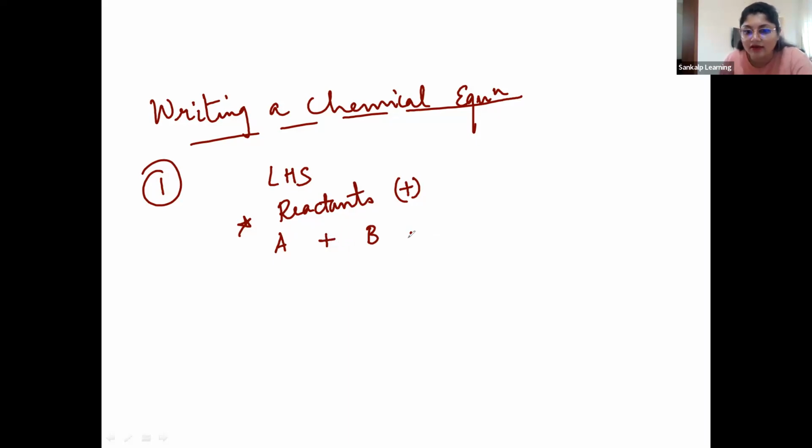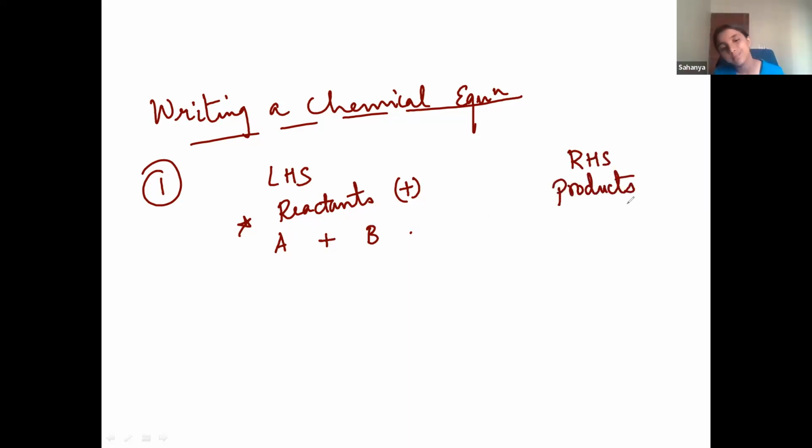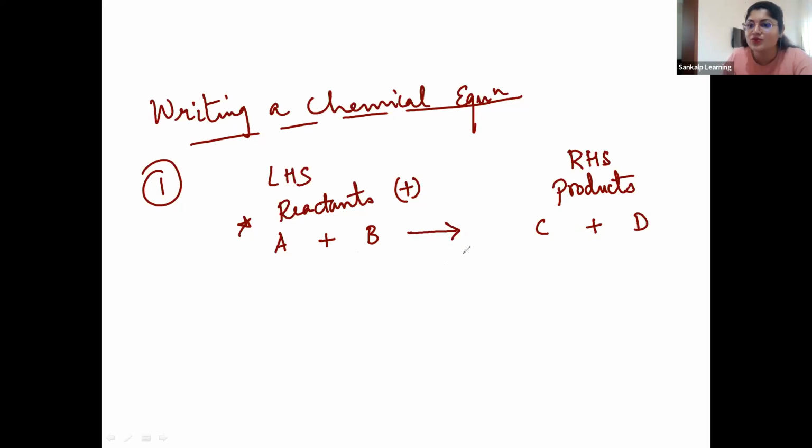And on the right hand side, what you have is your products. These products are separated again. If I get A plus B giving you C and D, these are also separated by using a positive sign. Now, how to say that the reaction is proceeding? How to separate the reactants and products? By using the arrow.